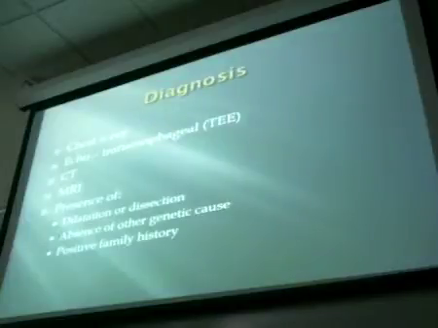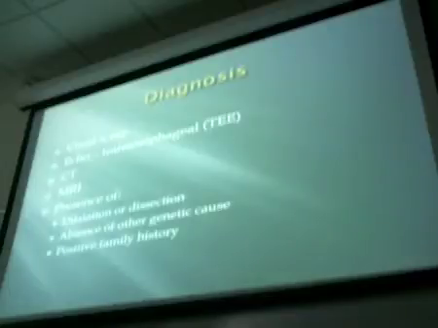So really you're looking for presence of that root dilatation or dissection, some type of aneurysm in the area. It's a weakening in the wall, right? Absence of other genetic cause, so not Marfan's, not Ehlers-Danlos, not any of those other things that can cause connective tissue weakening. And also positive family history. So again, autosomal dominant, most likely one of your parents has this manifested.